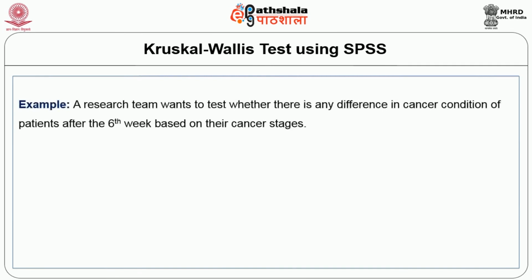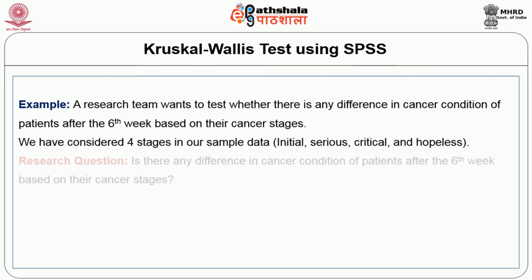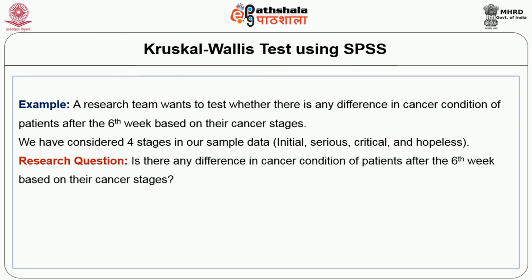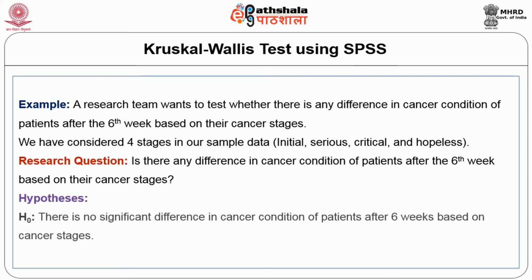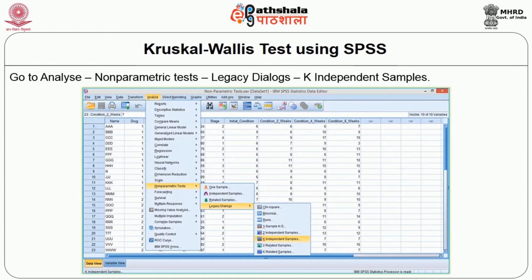A research team wants to test whether there is any difference in cancer condition of patients after the 6th week based on their cancer stages. We have considered 4 stages in our sample data. The research question is, is there any difference in cancer condition of patients after the 6th week based on their cancer stages? The null hypothesis is there is no significant difference in cancer condition of patients after 6 weeks based on cancer stages. Let us now use the sample file non-parametric test.sav.